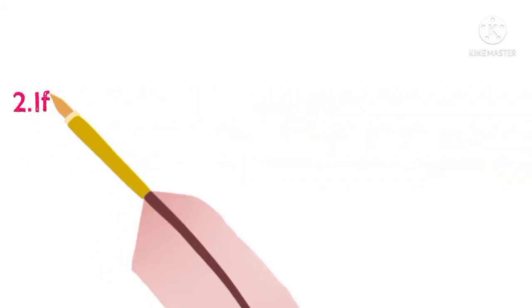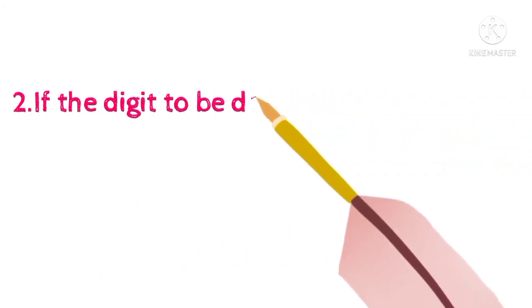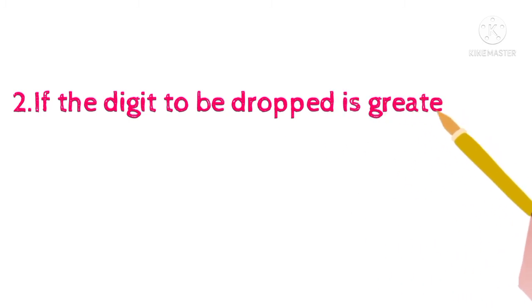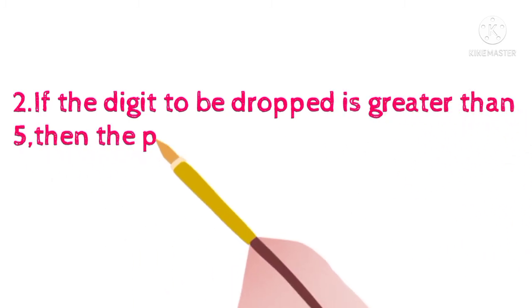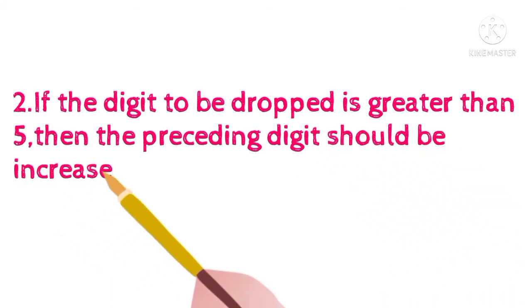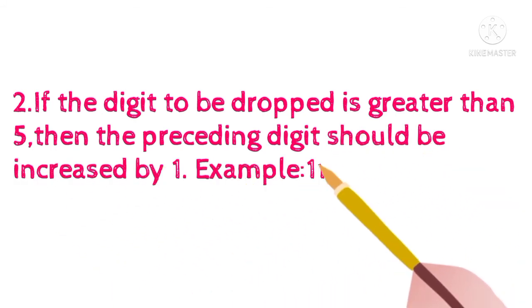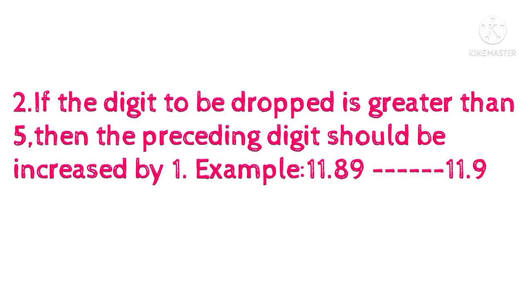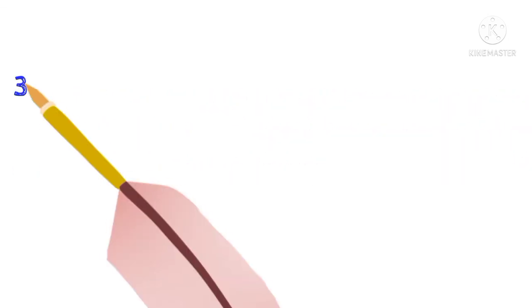The second rule is, if the digit to be dropped is greater than 5. Note, my dear students, if it is greater than 5, then the preceding digit should be increased by 1. For example, if you have a number 11.89, the dropped digit is greater than 5, so the answer will be rounded off as 11.9.